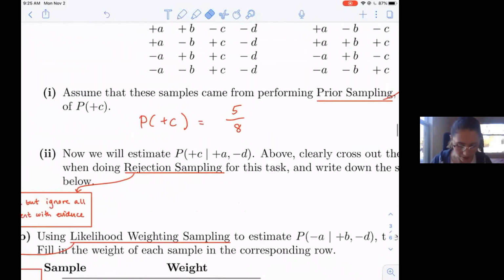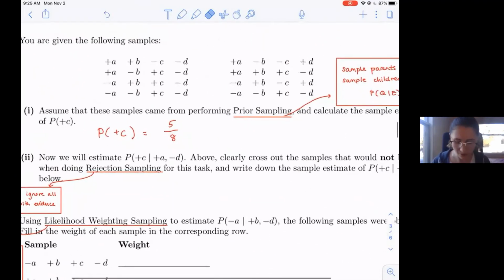So if we look back at our samples here that we've been given, the very first thing we want to do is cross out those samples that are not consistent with our evidence. This means we want to look through each of these and ask, which of these don't actually include plus A and minus D? So the very first one includes plus A and minus D. That's great. Second one also includes plus A minus D, but this third one has a minus A, and this fourth one has a minus A. Both of those are not consistent with our evidence of plus A, so we're going to reject them.